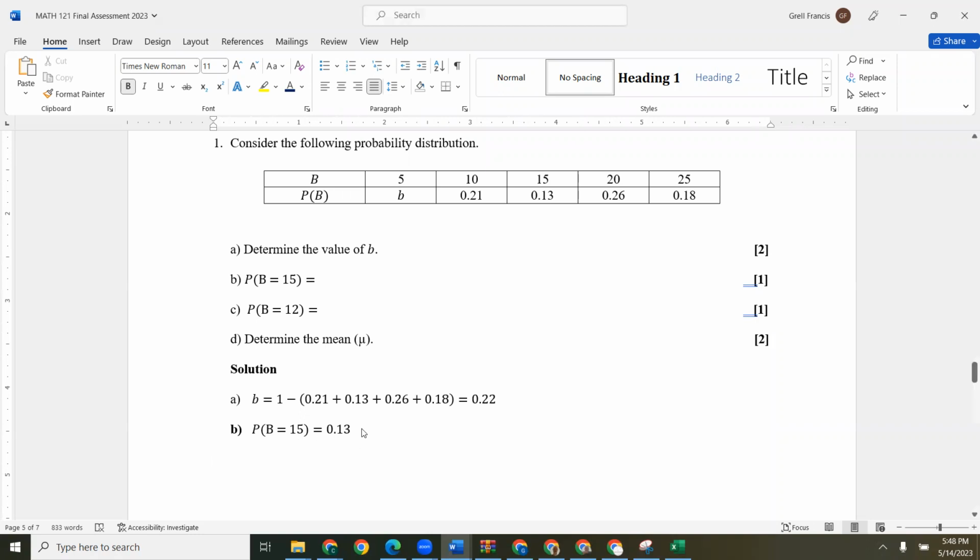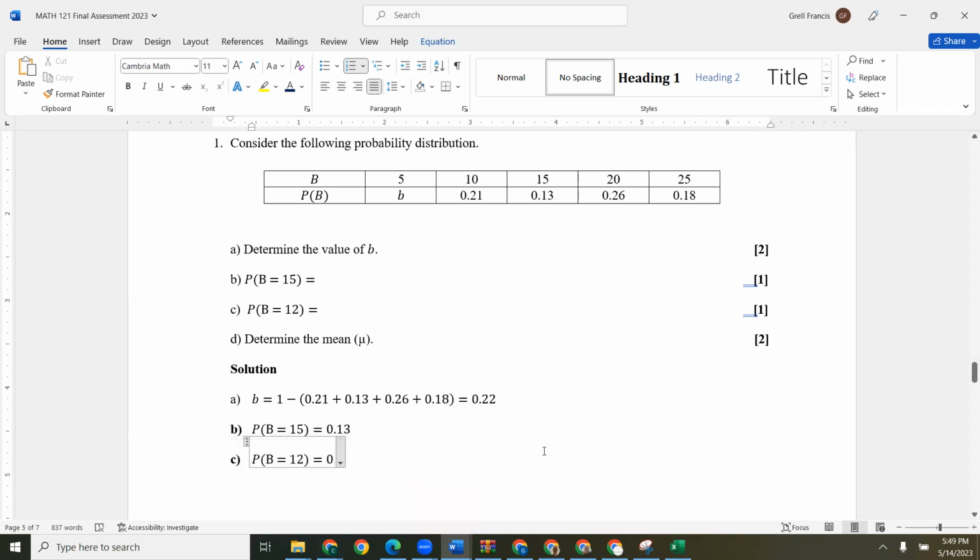Now let's do part C. It says, what's the probability that B is equal to 12? Now when you look into the table, the random variable B cannot assume a value of 12 because 12 is not in the probability distribution. Each value here has its corresponding probability value, and 12 is not there. So it appears that it is impossible for B to assume a value of 12, and this impossible probability is represented by a probability value of 0. So the probability that B is equal to 12 is actually 0.